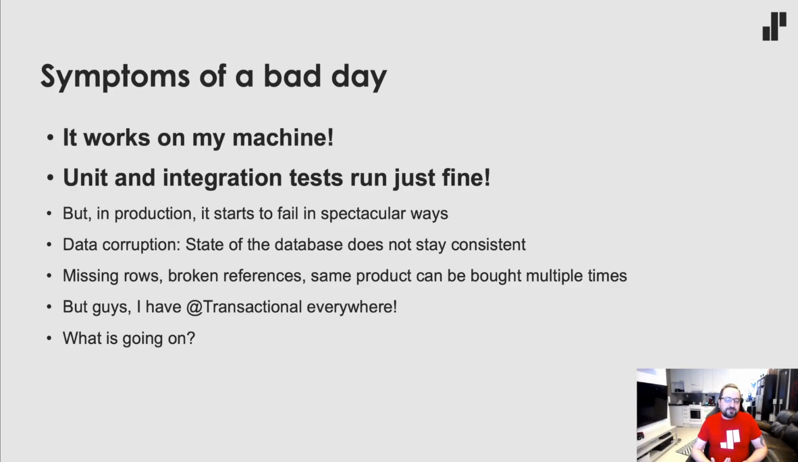So every one of us now and then might have a really bad day. It works on my machine. All the tests run just fine. But then we deploy it to production, people start using it, and then they break it. It starts failing in spectacular ways. And when I try to repeat the problem on my machine, I don't see it. There's data corruption, missing rows. What's going on? Why is data not consistent?